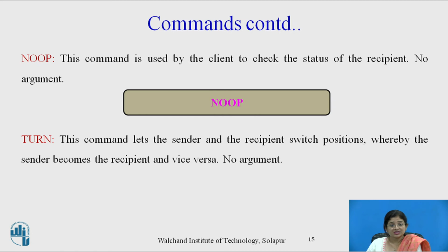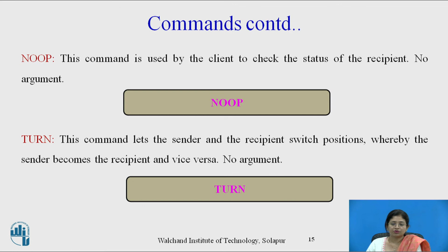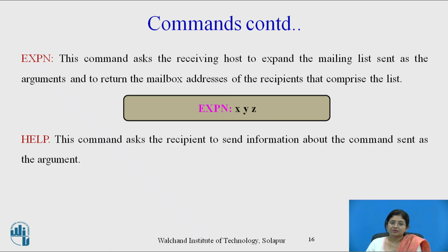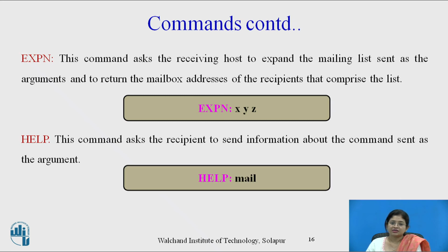The turn command is the command where the sender and the recipient switch their position. By using this command, both sender and recipient switch their position, whereby the sender becomes the recipient and vice versa. Again, this command does not have any argument. Then the expand command asks the receiving host to expand the mailing list sent as the argument and to return the mailbox addresses of the recipients that comprise the list. The help command asks the recipient to send information about the command sent as the argument.